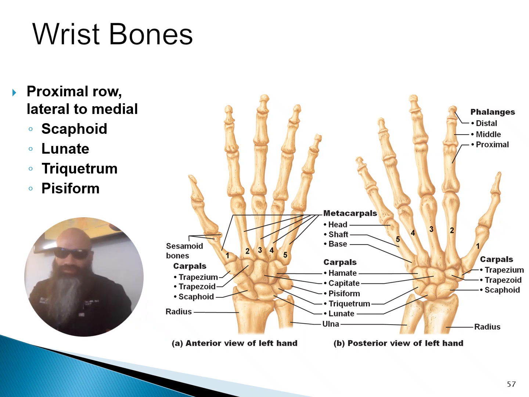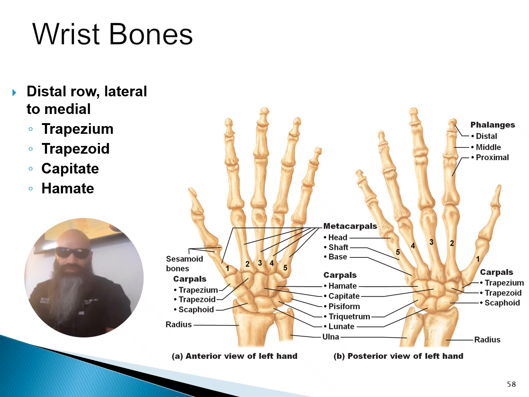All right, so know your carpal bones and what row they're in. Distal row, this is from radial to ulnar as well: your trapezium, trapezoid, capitate, and hamate. The hamate has a little hook on there. It's called the hook of the hamate. That also can get fractured too.